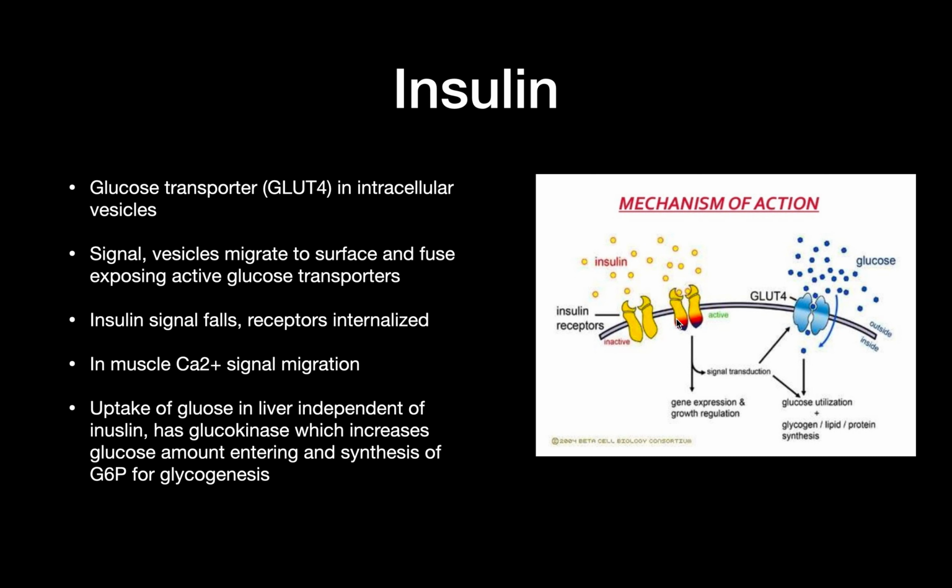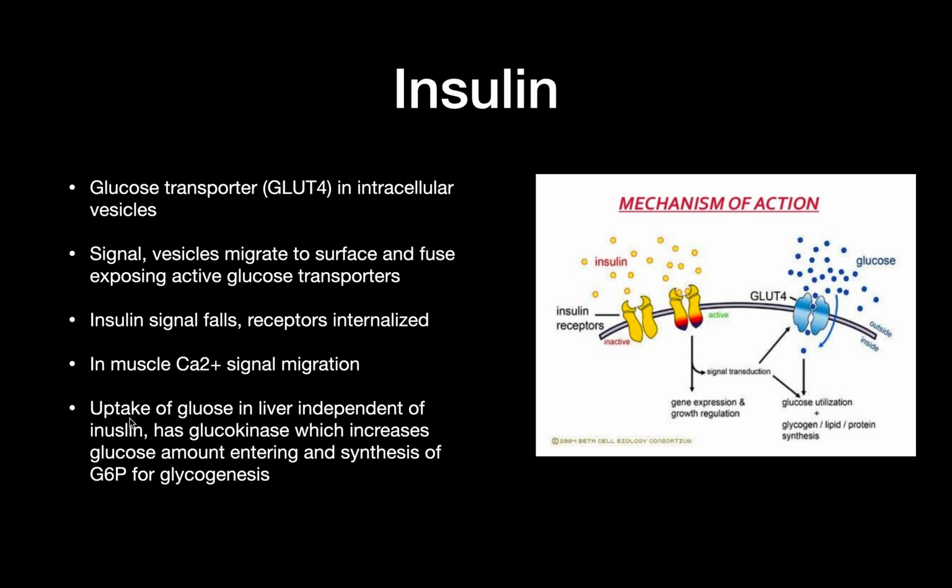As you may know, insulin resistance can occur if there's too many of these inactive receptors on the surface of the cell, or in type 1, there's a genetic component where there aren't receptors produced at all. So in muscles, the calcium ions will signal the migration of the insulin receptors to the outside of the cell because of stressors.